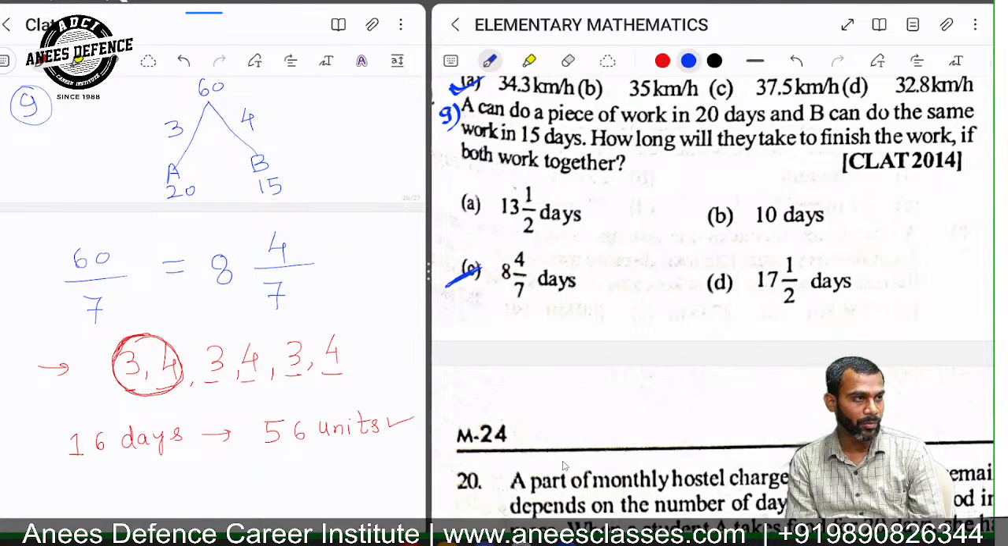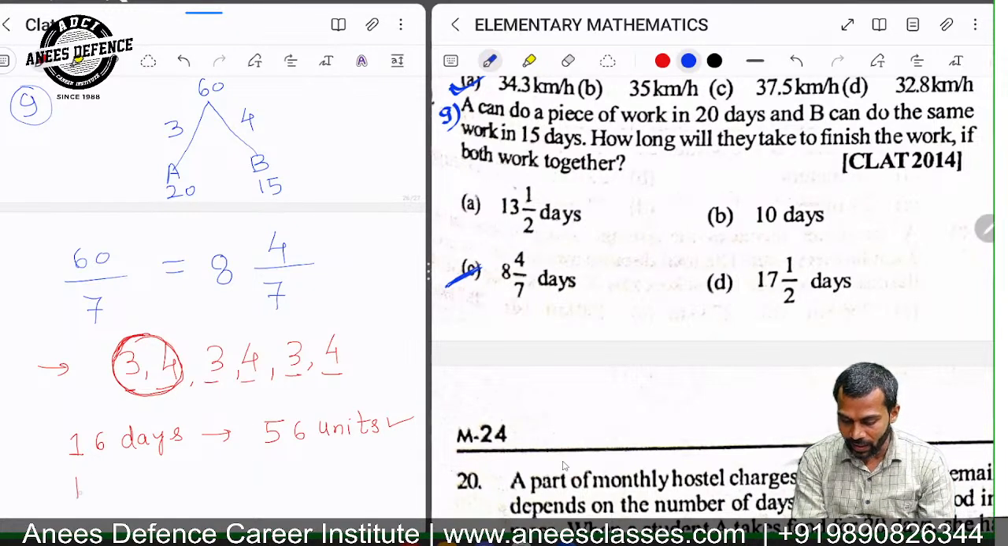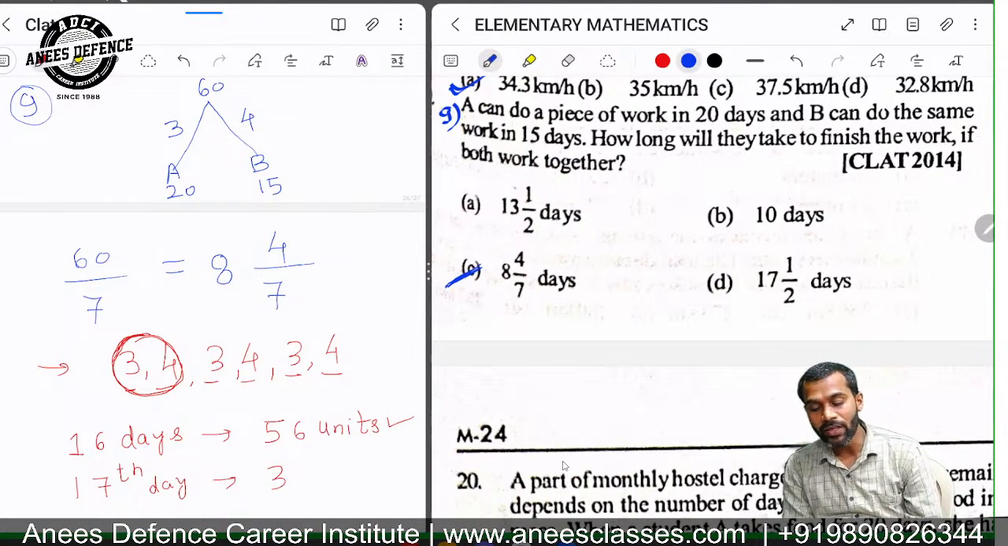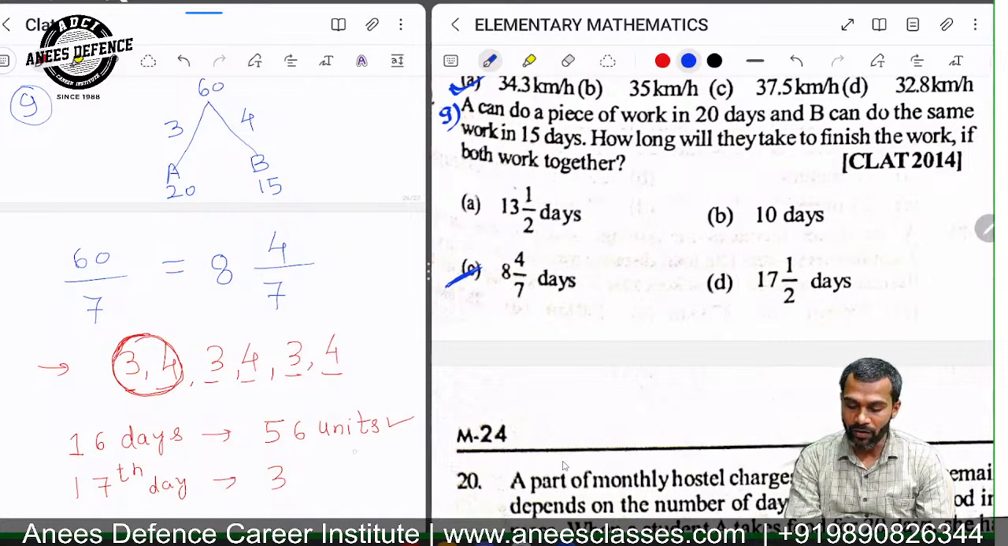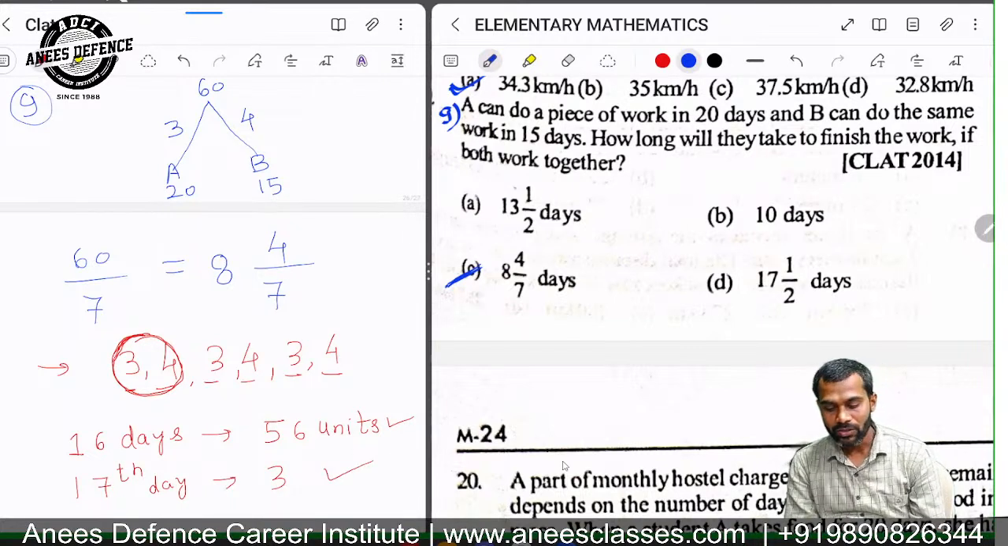7 8s are 56. Still 4 units are remaining. Yes or no? So on the 17th day, who will come? A will come. So he will finish again 3 units. So now still 1 unit of work is remaining. It will be done by B.